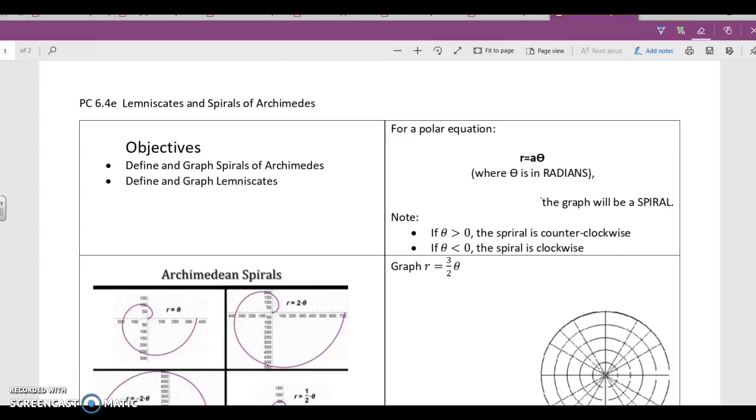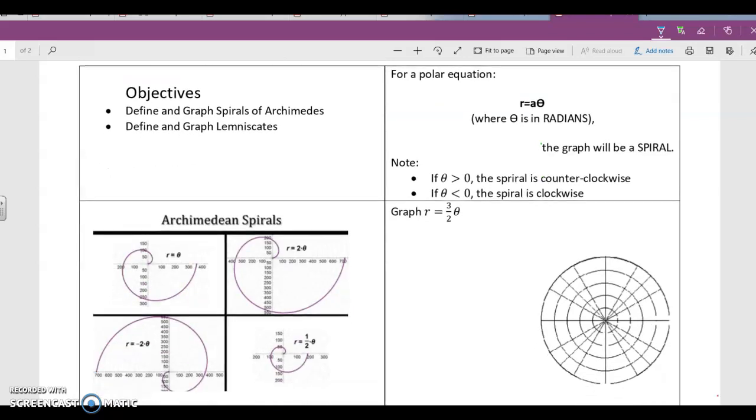I know, super exciting. All right, so our last two graphs are, let me get my pen on, lemniscates and the spiral of Archimedes. The first one that we are going to do is the spiral.